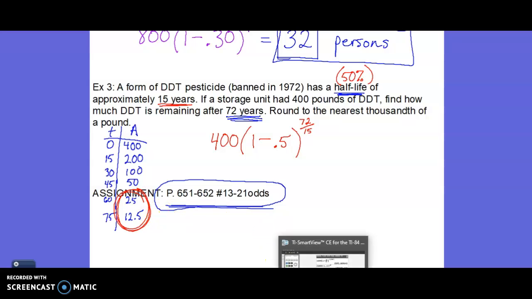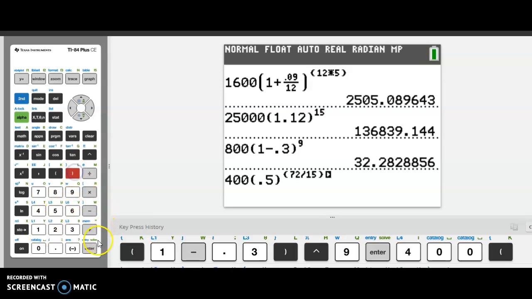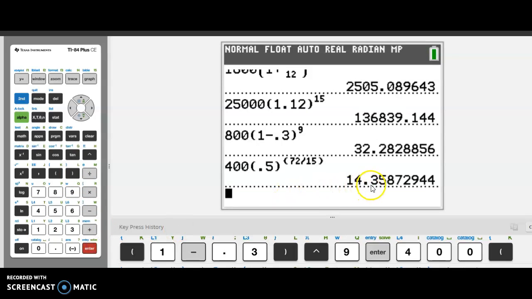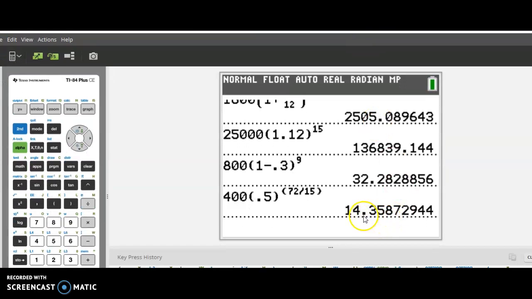So as I go to my calculator, 400, again, I would expect you to know that 1 minus 0.5 is 0.5. That's what makes half-life problems pretty normal. And some calculators you need parentheses, just like what I'm showing you. And I did get an answer bigger than 12.5 and smaller than 25. I'm not very familiar with the DDT, so I don't know if you can get a decimal, but according to the directions it says nearest thousandth, but I might be wrong on this. But I'm going to go ahead and round this to 14.359.